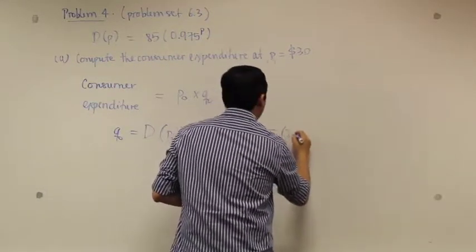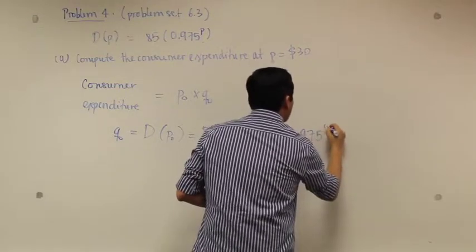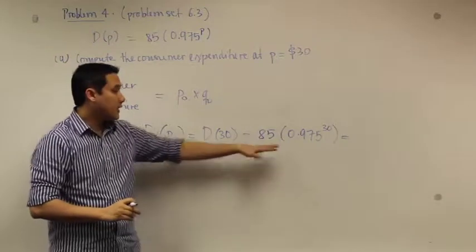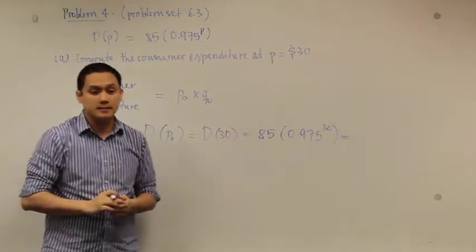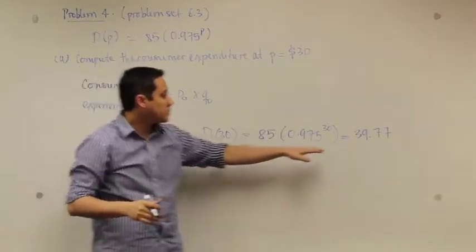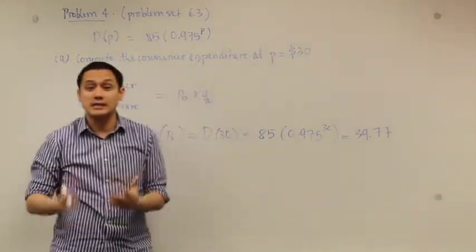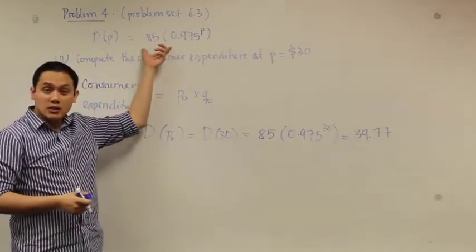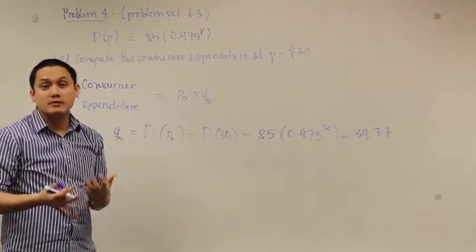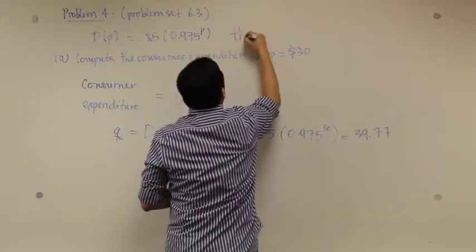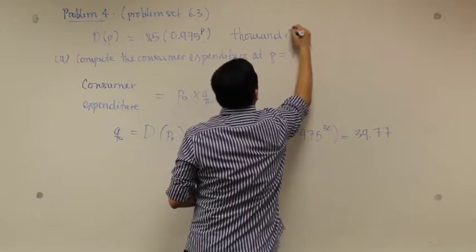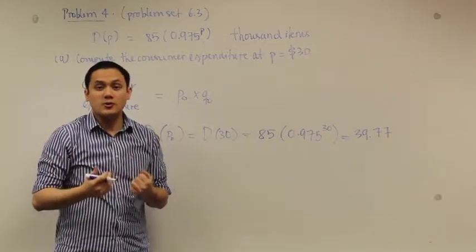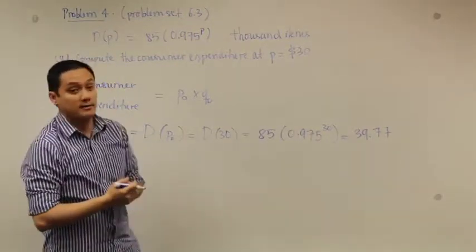That is 85 times 0.975 to the power of 30. Then using the calculator, you get the answer for the quantity demanded. So using the calculator, you will be able to get a quantity demanded of 39.77. You have to be careful with the unit. In this case, the demand function they give you has the unit of 1,000 items. So therefore, the quantity demanded also has the unit of 1,000 items.